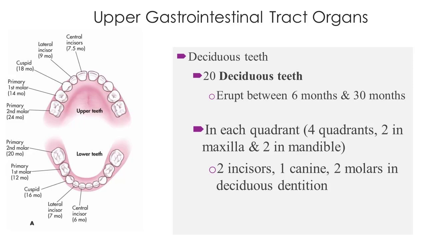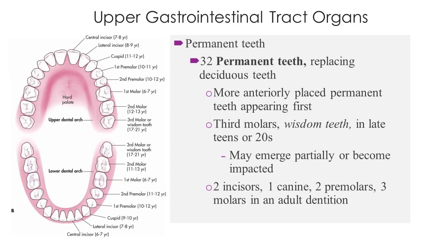And so you're going to have 4 quadrants of teeth, if you will. You're going to have a quadrant on the right and left, and the upper teeth on the right and left of your lower teeth. And so you're going to have 2 incisors, a canine, and 2 molars in each quadrant. Now that's your baby teeth, your deciduous teeth. Your permanent teeth, you're going to have 32 of them.